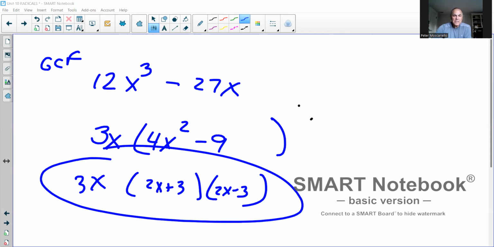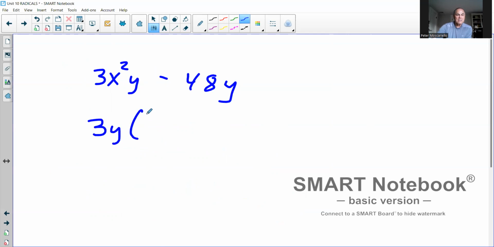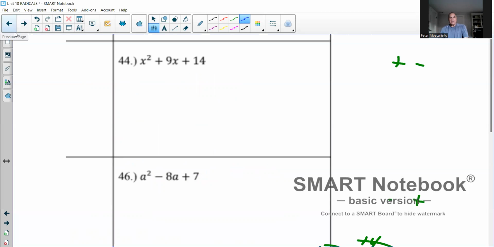All right, so here's some good problems here. 3x squared y minus 48y. Okay, this one was on there. 3x squared y minus 48y. This was on the worksheet. GCF first, I can take a 3y. Leaves me with x squared minus 16. That's a difference of squares, x plus 4, x minus 4. Okay, we got it. All right, next type is your trinomials, your MA factoring.